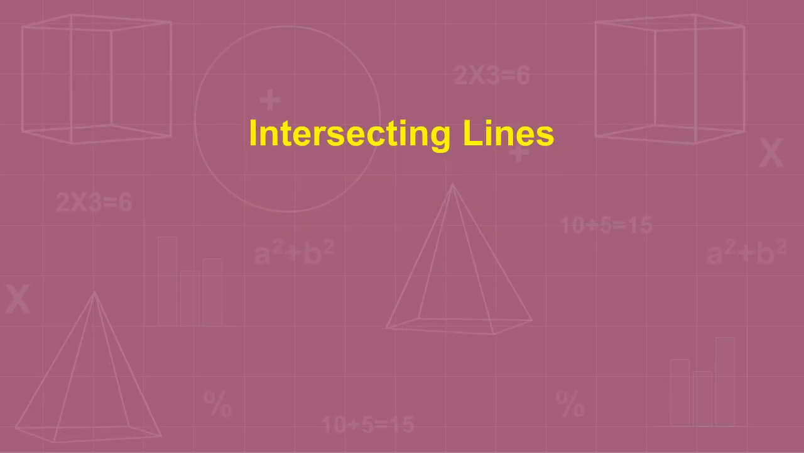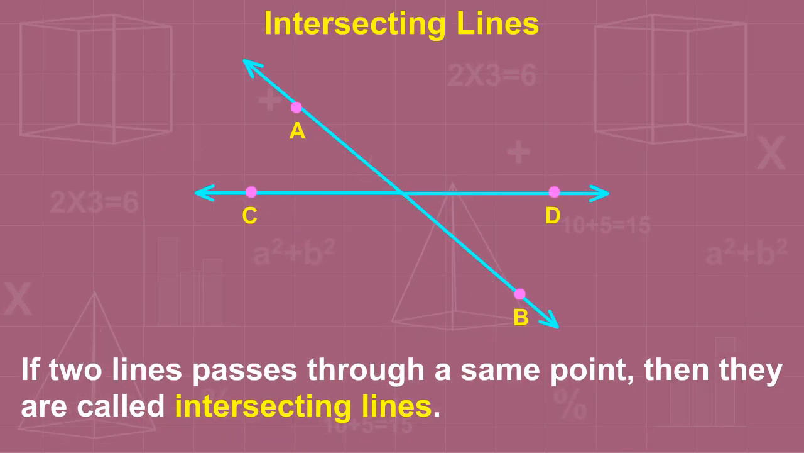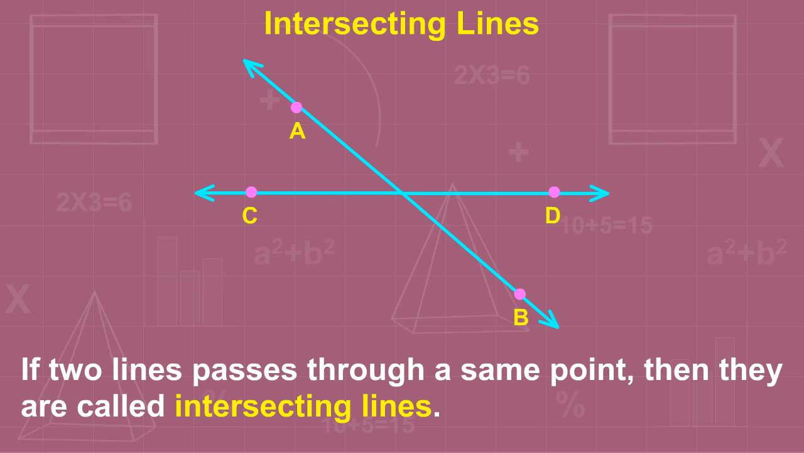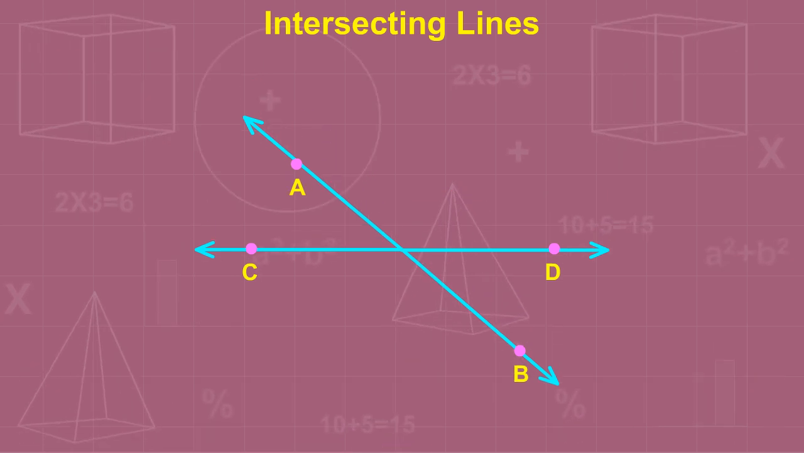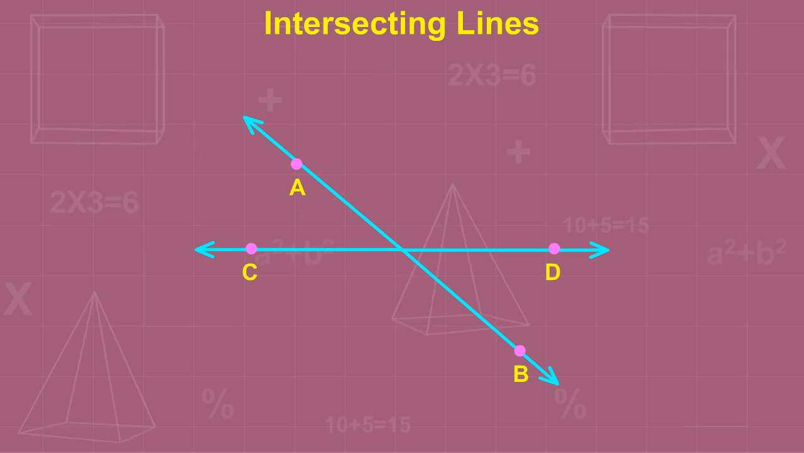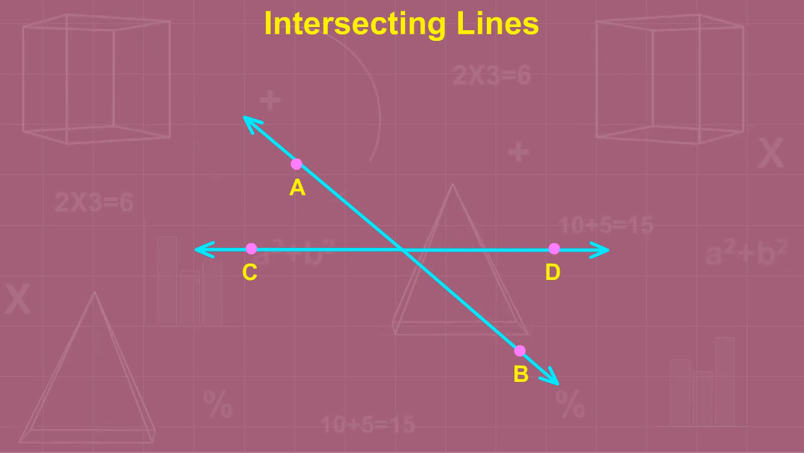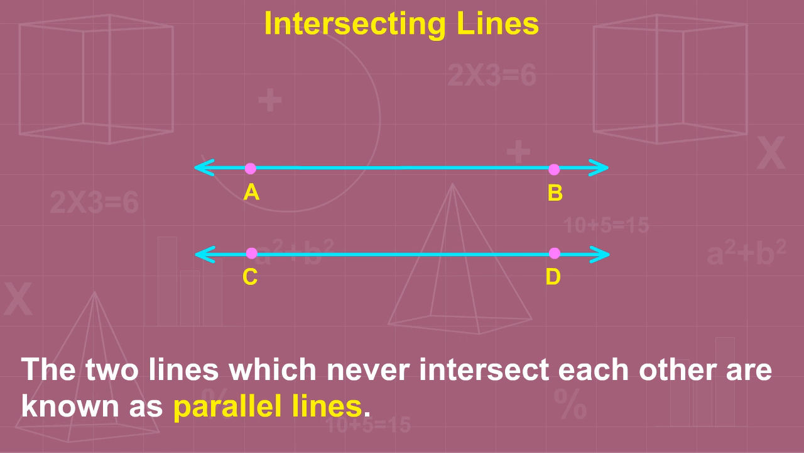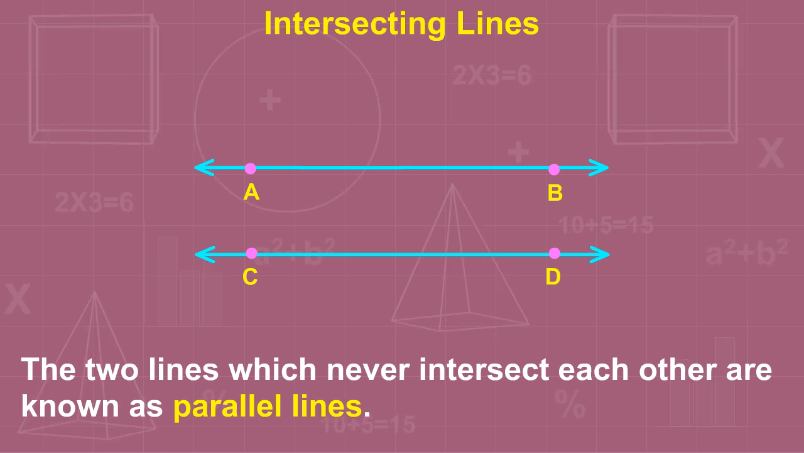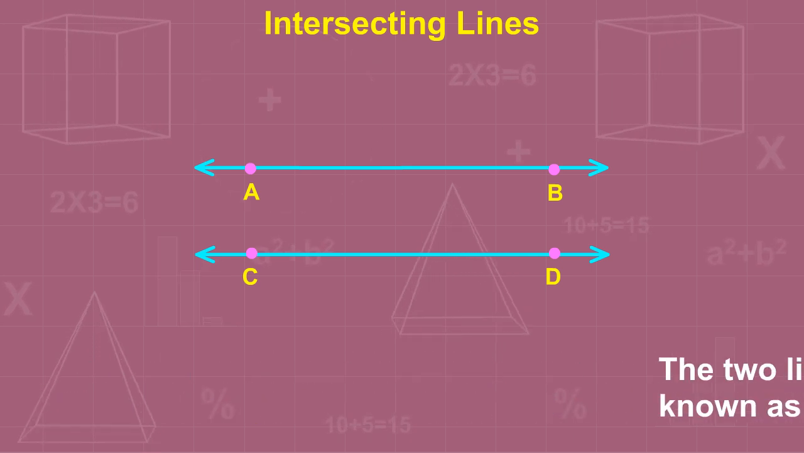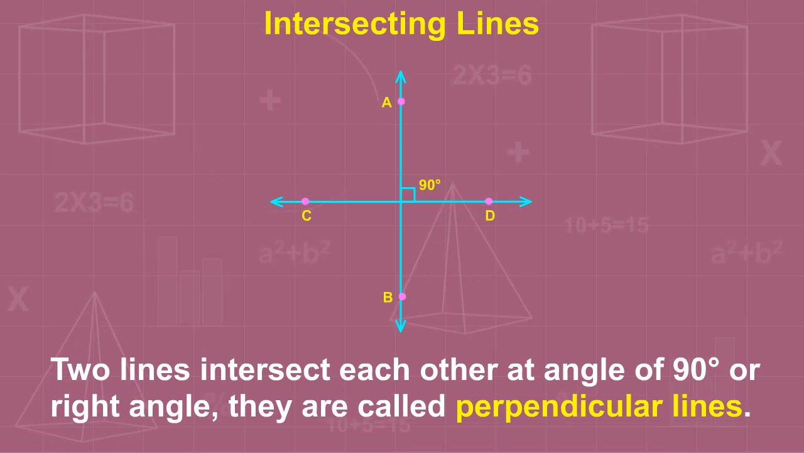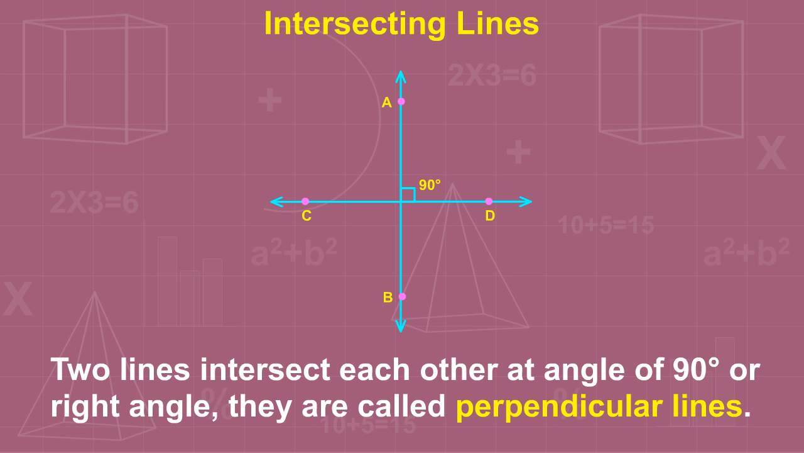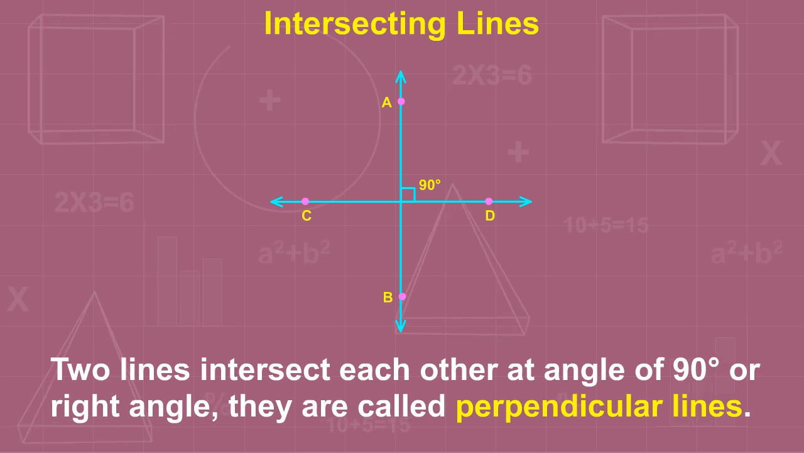Intersecting lines. If two lines pass through the same point, then they are called intersecting lines. In the given figure, we can see that lines AB and CD are intersecting with each other. The two lines which never intersect each other are known as parallel lines. If two lines intersect each other at an angle of 90 degrees, or a right angle, they are called perpendicular lines.